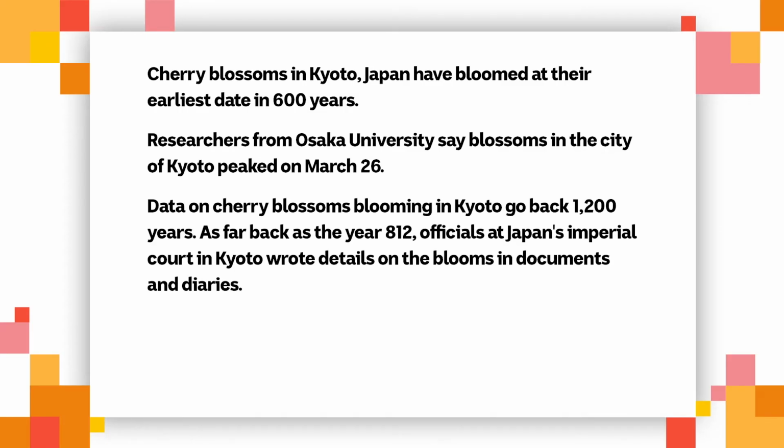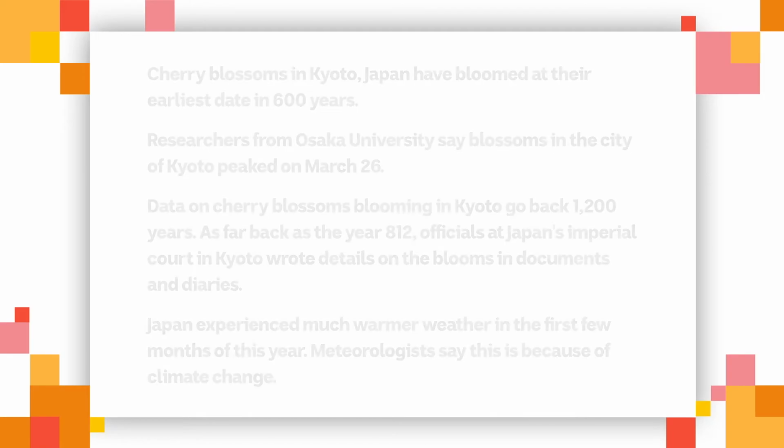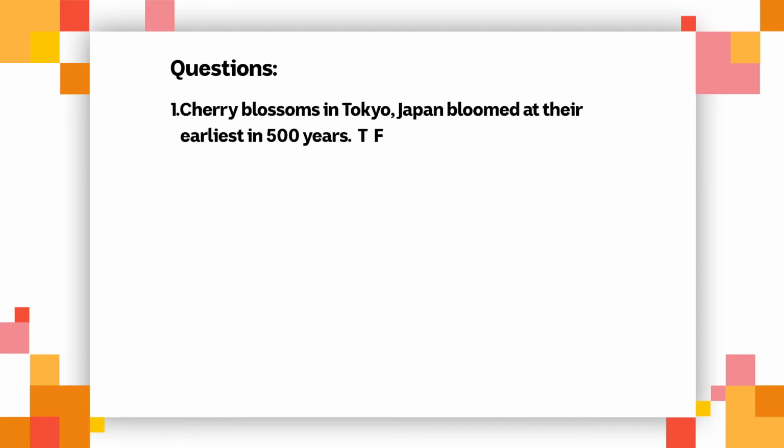Data on cherry blossoms blooming in Kyoto go back 1,200 years. As far back as the year 812, officials at Japan's imperial court in Kyoto wrote details on the blooms in documents and diaries. Japan experienced much warmer weather in the first few months of this year. Meteorologists say this is because of climate change. All right, now let's look at some true-false questions together.